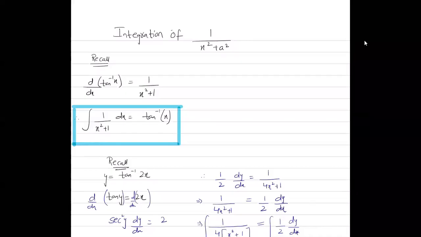Okay, so in this class, we are going to see integration of the expression 1 upon x square plus a square. Now, I want you to recall the differentiation of the tan inverse function. The differentiation of the tan inverse function was 1 upon x square plus 1. How were we getting this?